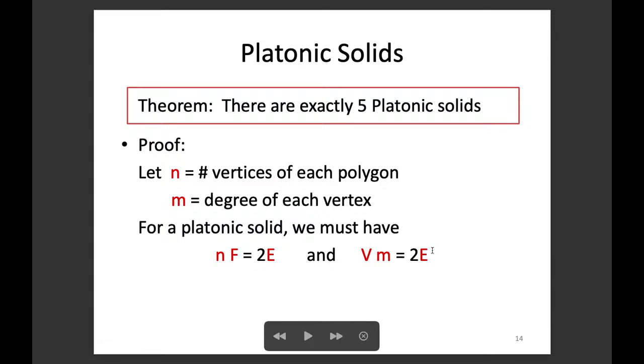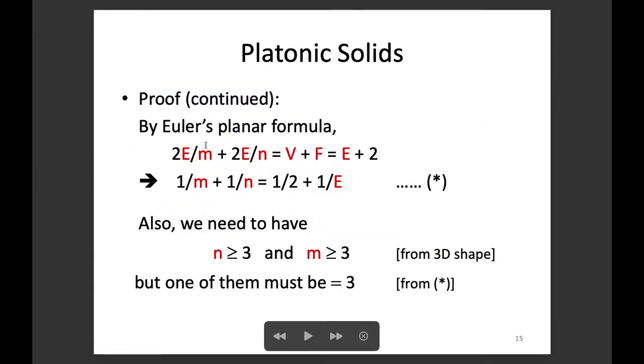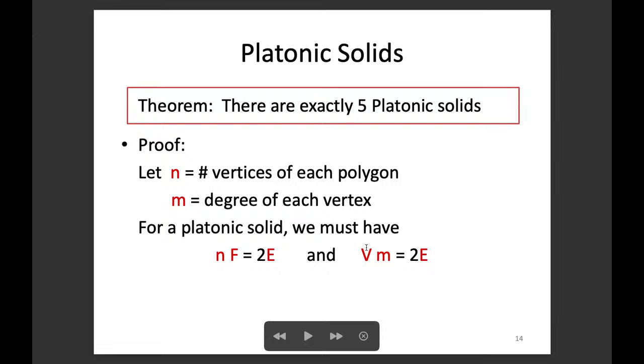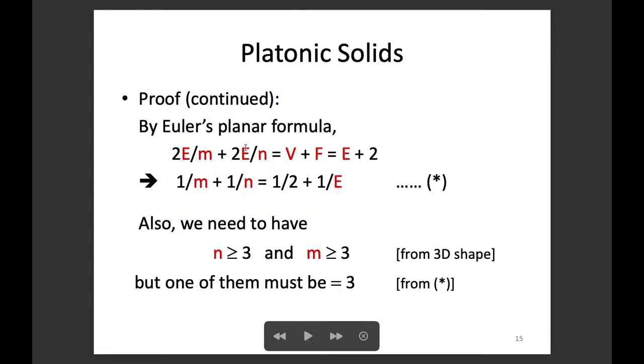Because of this, the E, the F, and the V must obey the Euler planar formula. So in that case, V plus F has to be equal to E plus 2. This is the Euler planar formula. And the V and the F that we have seen before: V is equal to 2e divided by m, and F is equal to 2e divided by n. This is from this part. Is that okay? So we can do some simplification. There is an e in everything, so we divide everything by e. So we will have 1 over m plus 1 over n is equal to 1 over 2 plus 1 over e. We divided the first part by 2e, and the last part by 2e, and we get this one.